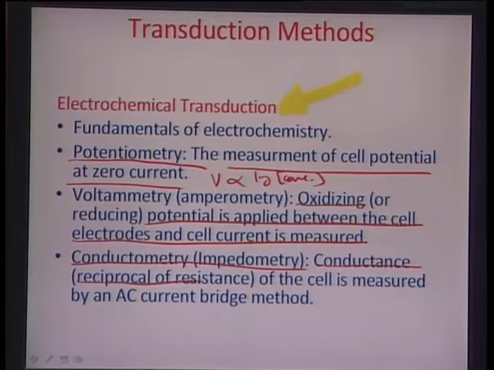Conductance is the reciprocal of resistance of the electrochemical cell, and by using the conductance you can find out whether there is any change in the concentration of the analyte, or you can use an AC current bridge method, wherein impedance measured at a certain frequency can be seen and the change can be monitored for gauging the rapidly increasing or decreasing concentration of a certain analyte.